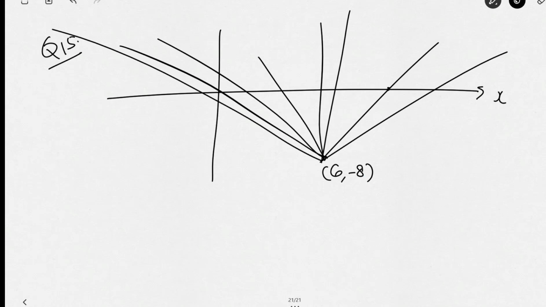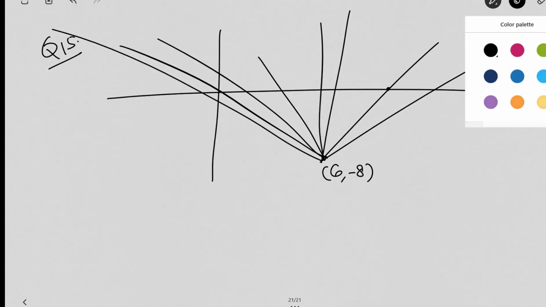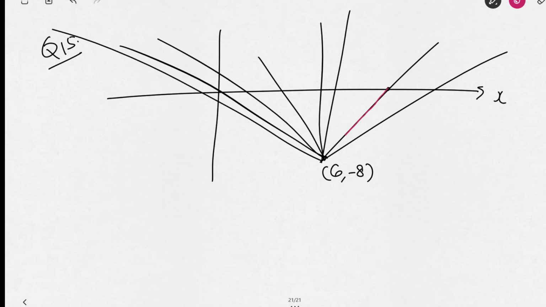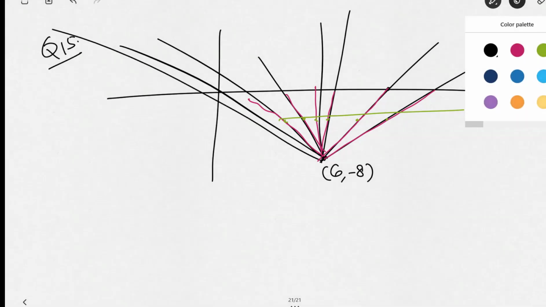Midpoint means locus of midpoint of what? Obviously it should be a line segment only, right? It cannot be an infinite line and midpoint. So we have to find the locus of the midpoint of this. If this is the midpoint, this point, this point, this point, this looks like one straight line, right? Let's try to verify that. How can we do that?